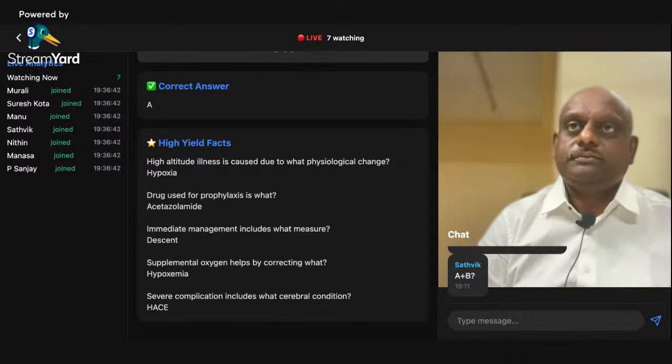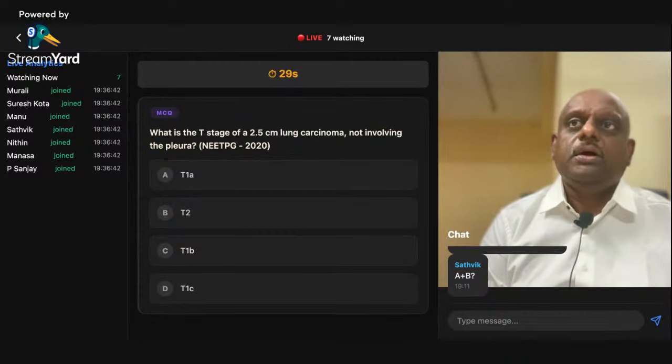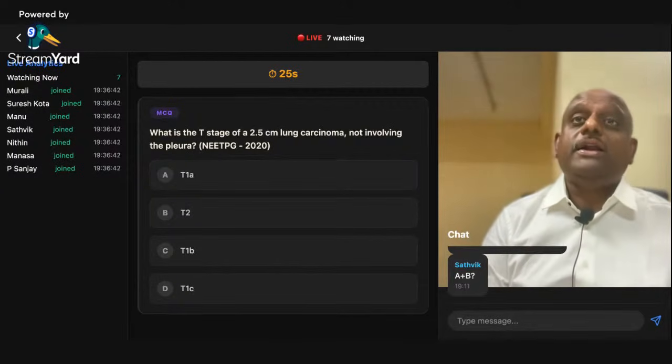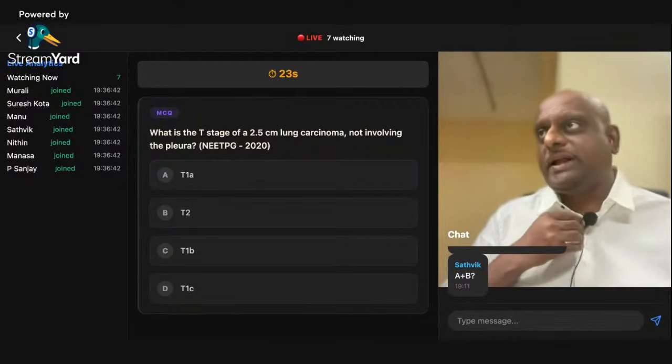Now, what is the T stage in 2.5 centimeter lung carcinoma, which is not involving the pleura? Keep answering. I'll just join you.